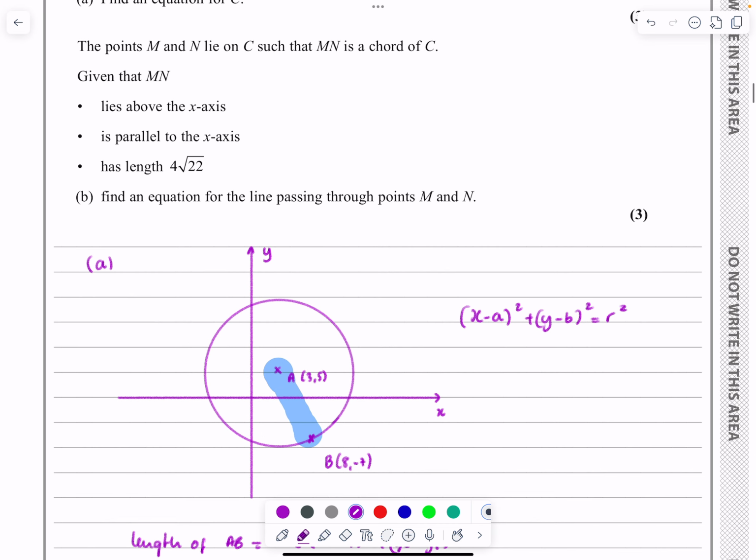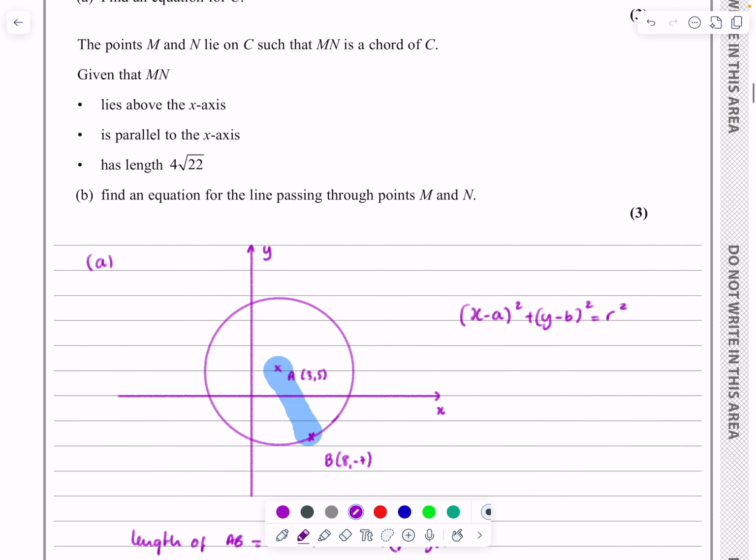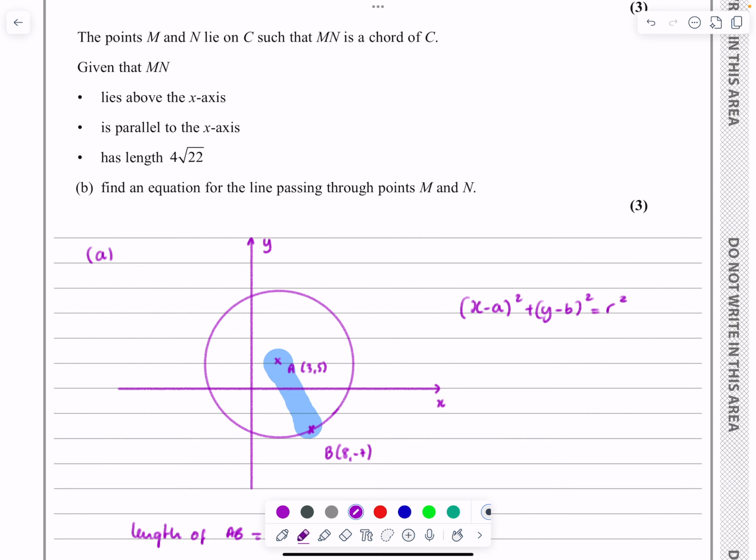This is where we probably do need the diagram. It says, points M and N lie on C such that MN is a chord of C, but it tells me some more information. So it tells me that it's above the x-axis, and the important part to it, I think, is it tells me that it's parallel to the x-axis. So what that means is my chord is going to look something like that. There's my chord MN.